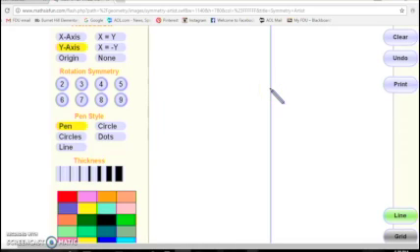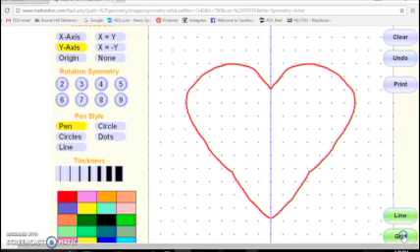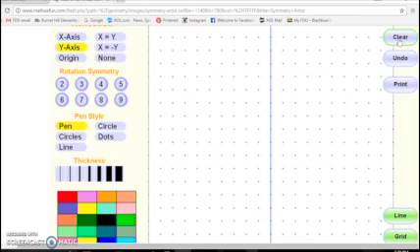Some figures have only one line of symmetry. This heart is divided by a vertical line, and both halves are exactly the same. Some figures have more than one line of symmetry.